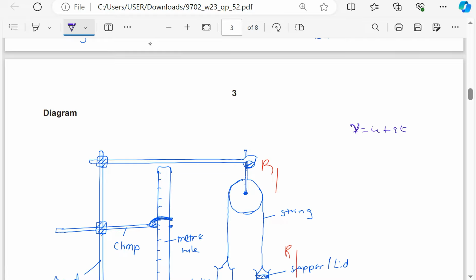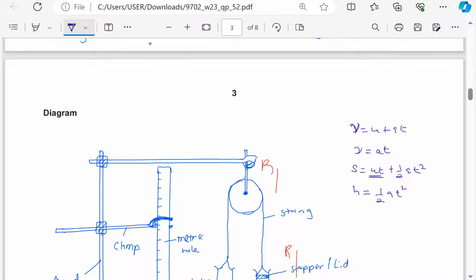v equals u plus at. If a is constant and we are releasing, u is 0. So v is going to be equal to g, or acceleration, times t if u is equal to 0. Then if I also use s equals ut plus a half at squared, remember u was 0, so s is h. The cylinder is falling through a height h. So h is equal to a half times the acceleration times t squared.